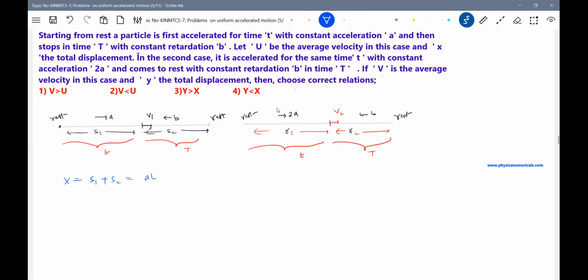What is s1? A t square by 2. Then what about s2? S2 should be equal to v1 T minus b T square by 2. Now, what is v1? V1 should be equal to at. Let me substitute that: a t capital T minus b T square by 2. This is what x is.